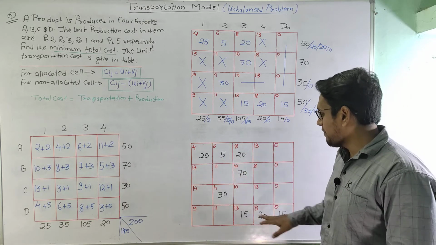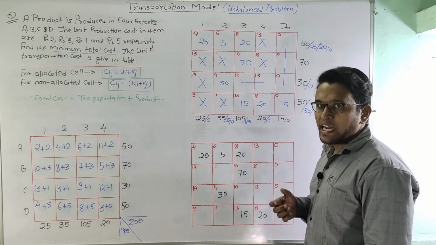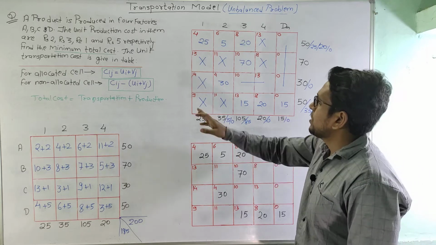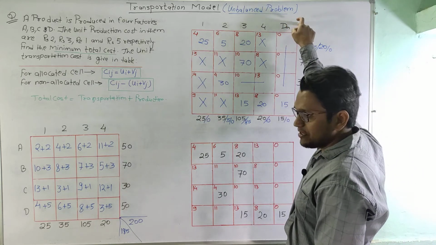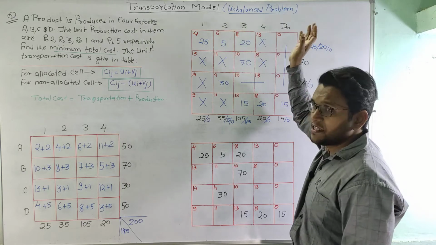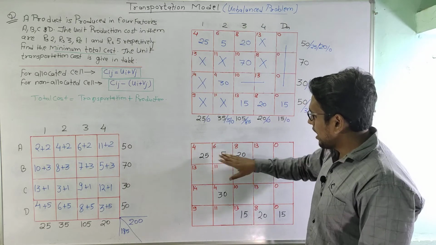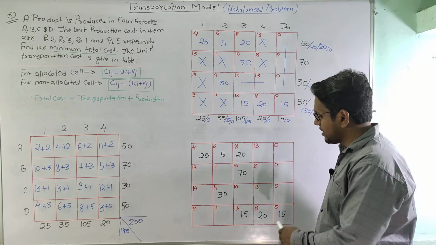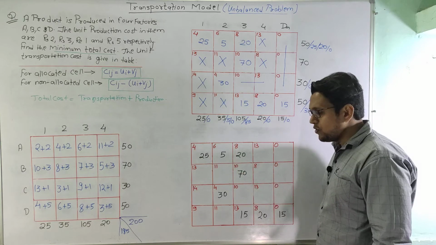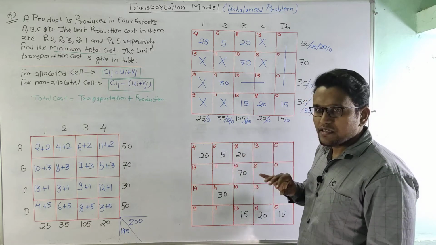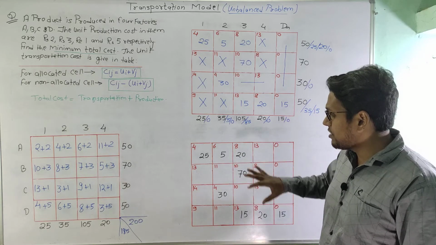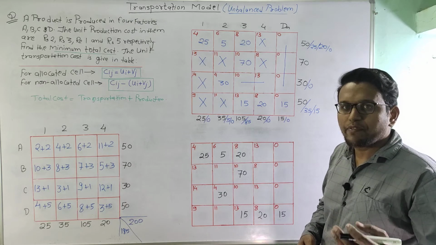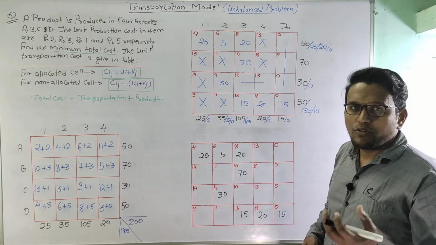and we know that the total number of independent allocations should be m plus n minus 1. So m is 4, n is 5 in this case. So 4 plus 5 minus 1, that is 8. So we have all the 8 allocations, and these are independent allocations because they are not forming any loop. So now we need to check whether this basic feasible solution is optimal or not. So we will do this by modified distribution method, or we can say MODI method.